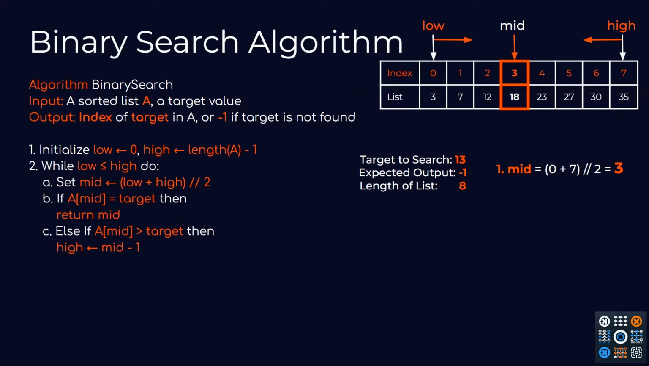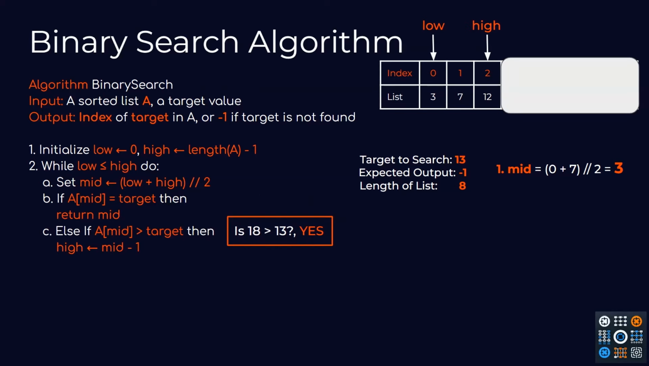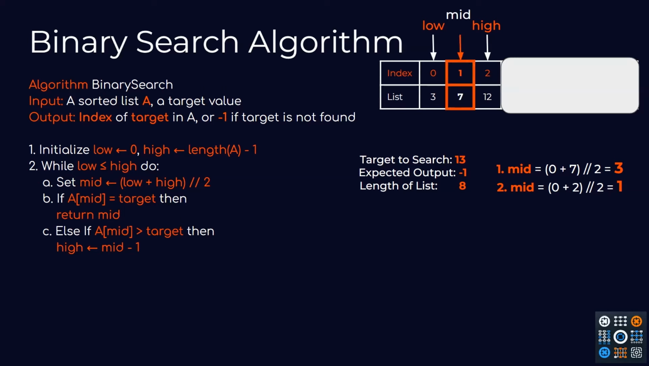Next, we check if the element at mid-index is larger than the target. Since 18 is larger than 13, we update high to mid - 1, which is 2. This eliminates the right half of the list starting at index 3. Now our search range is from index 0 to 2.